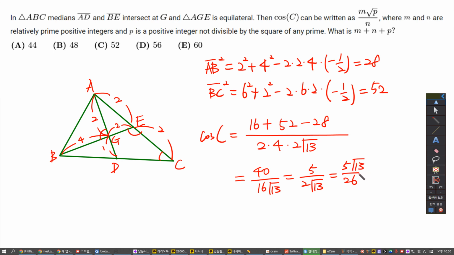Yeah, so this is the value of cosine C. So when you add these three numbers, what's the sum of these three? Can you find? 44. Yeah, 44. Yeah, so it is the answer.